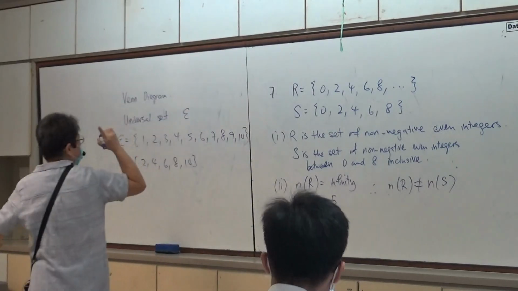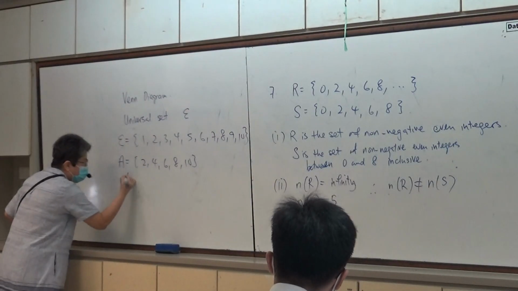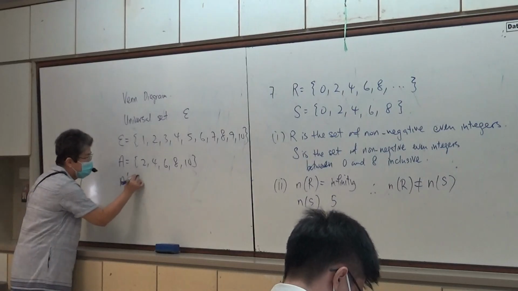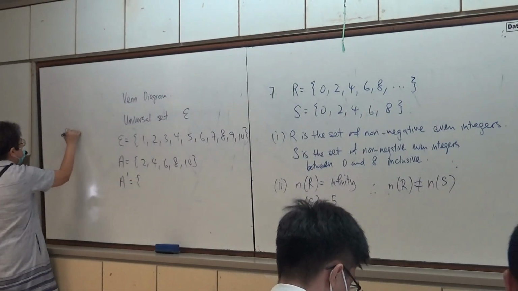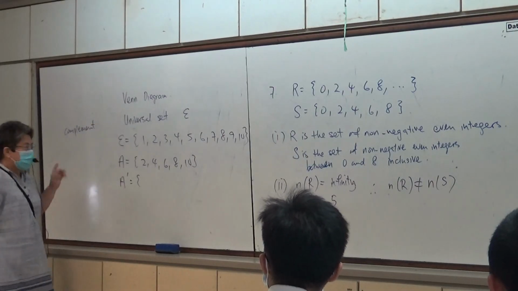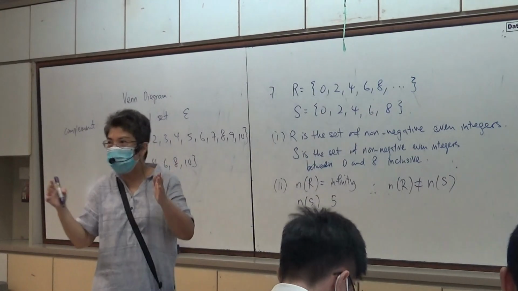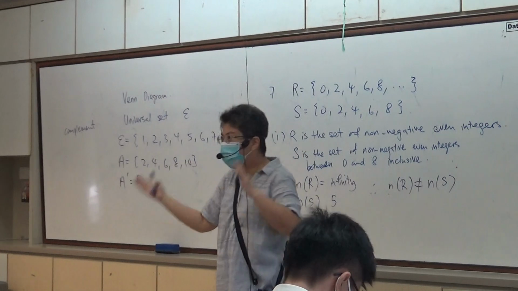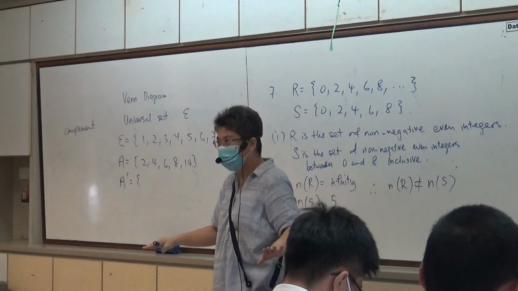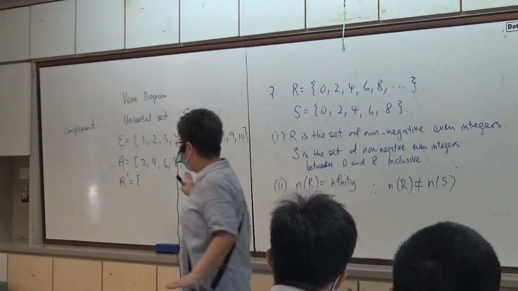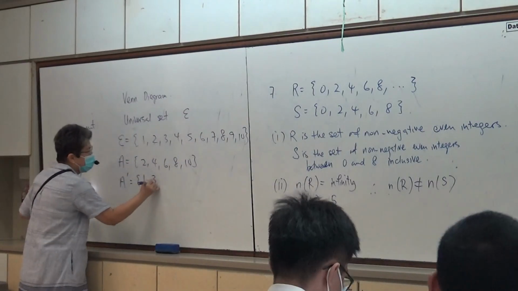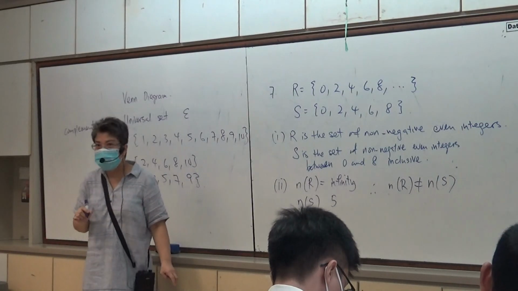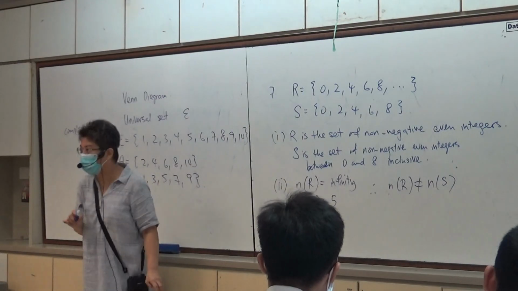Now I want to introduce one more term. What do you mean by A with a stroke on top? This is called A complement. What's A complement? The spelling is this, complement. Now, complement means it is in the universal set, but it is not in A. A complement means the elements not in A, but in the universal set. Can you tell me what it is? 1, 3, 5, 7 and 9. Understand?